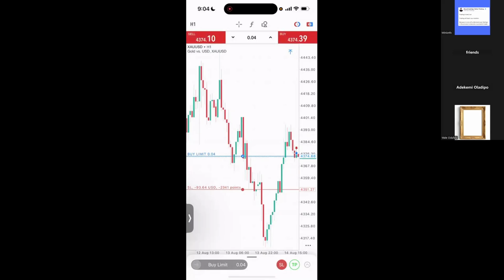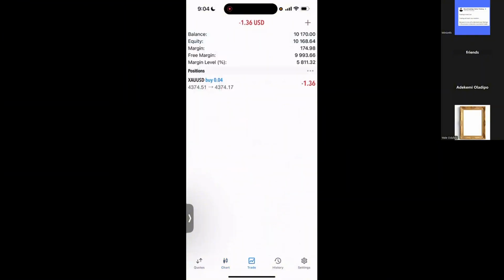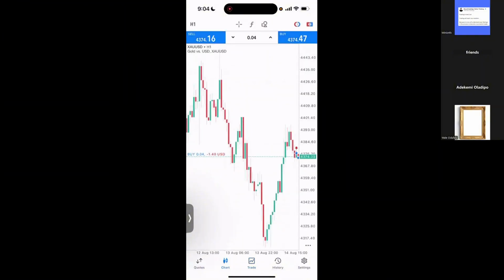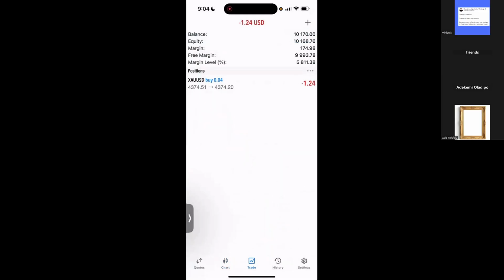So let's click on the buy and let's execute this trade, so we can go to the next topic. Do I just click on buy? Yeah, you've done it. So go to trade. Let's set the stop loss.